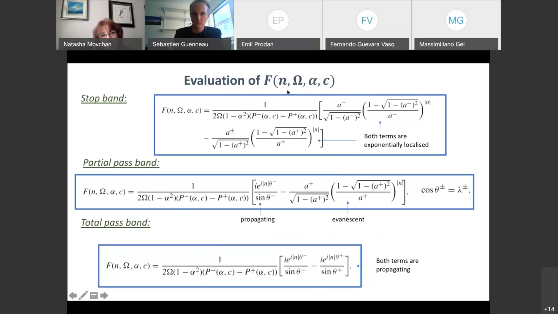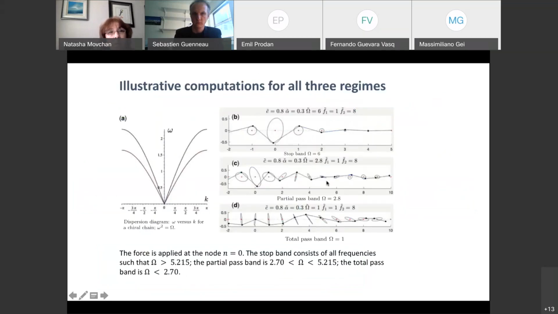Here on this slide, we have the representations for these quantities F, which are present in the Green's matrix. And we can see that if we construct it for the stop band, both terms we have here are exponentially localized. For partial passband, we expect to have one term which is propagating and the other one which is evanescent, which is exactly the case. And in the total passband, both terms are propagating, as we would expect.